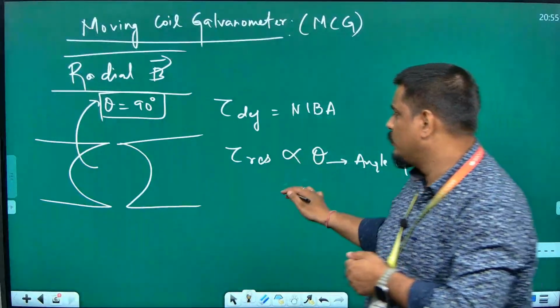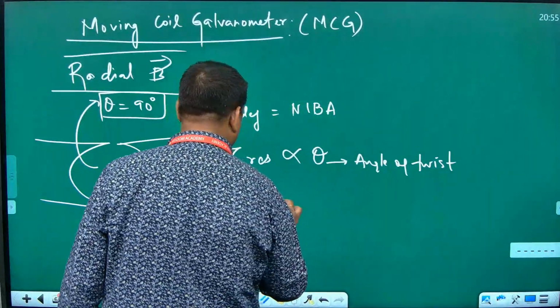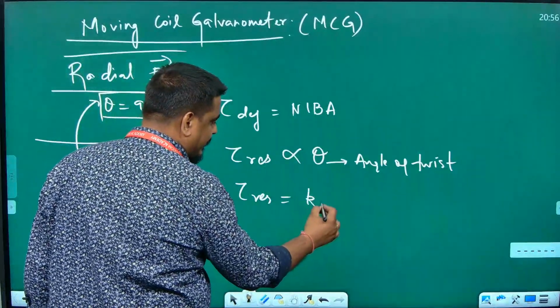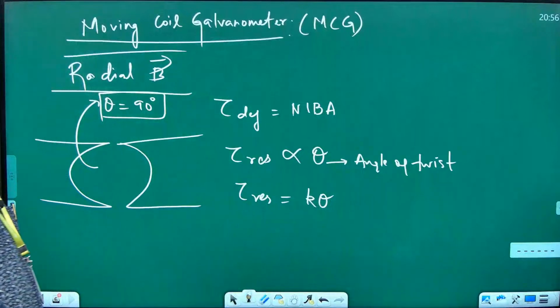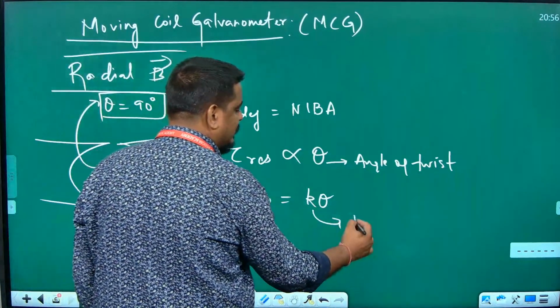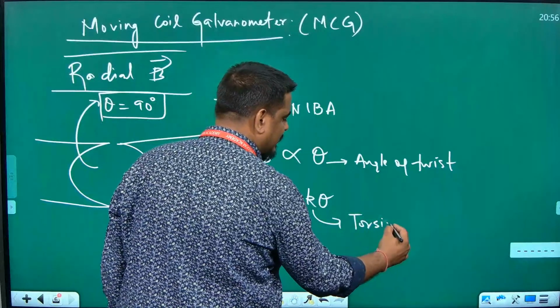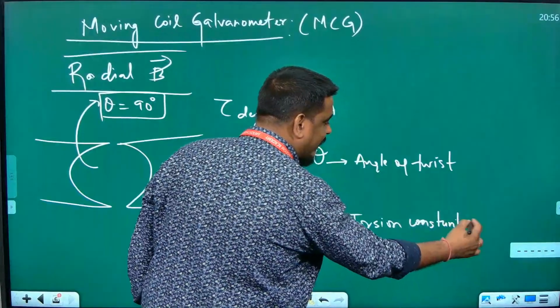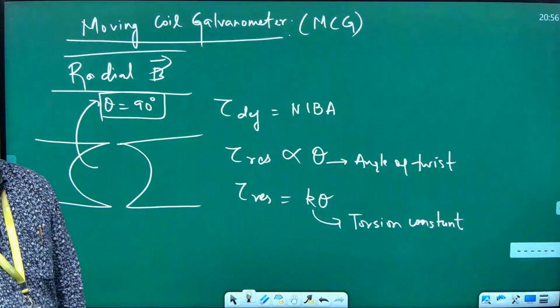So if you do this, you will get that tau restoring is proportional to theta. If the proportionality sign is removed, we have to add a constant. Let me write it as k. Tau restoring will become equal to k theta, where k is a constant called what constant? Torsion constant.